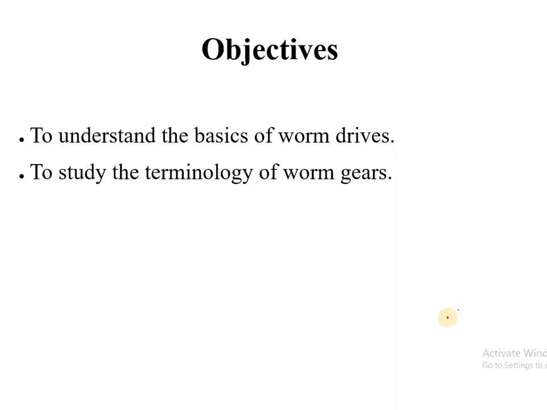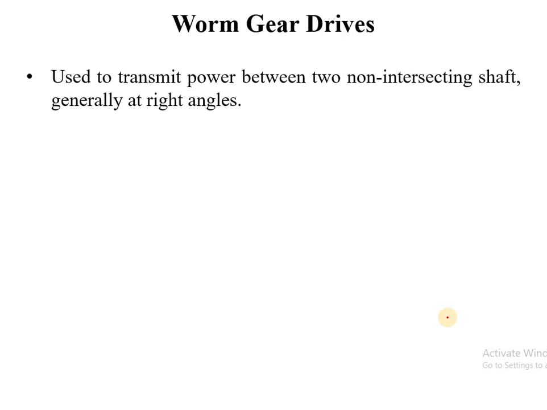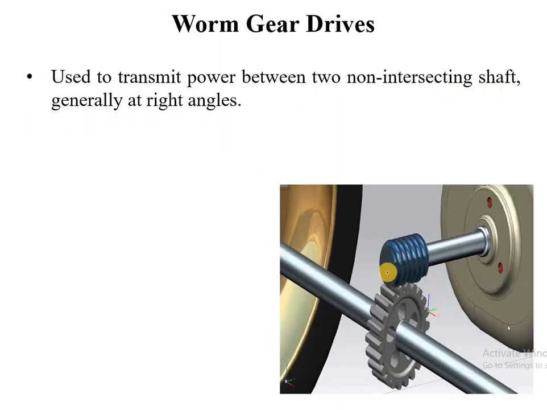Talking about bevel gears, we use them to transmit power in perpendicular directions with intersecting shafts. And in worm gear drives, we use them to transmit power between two non-intersecting shafts, which are generally at right angles. So now, a worm gear drive consists of a worm wheel and a worm. So this is the worm and this is the worm wheel. These are the two shafts which are non-intersecting and perpendicular to each other.